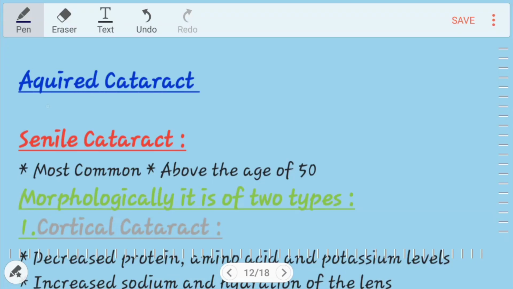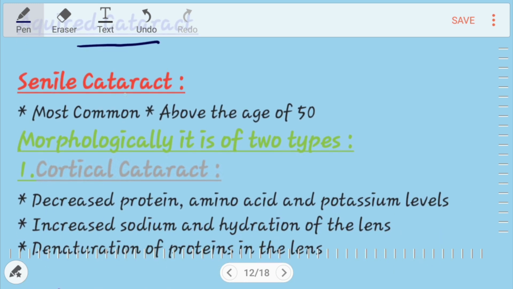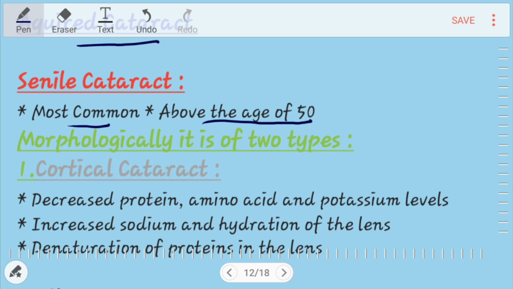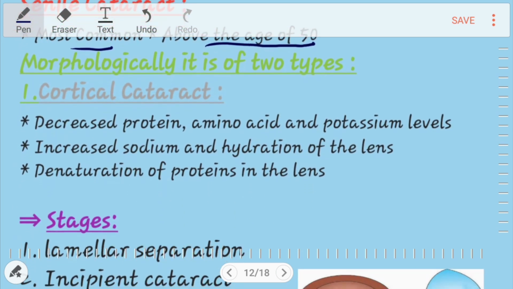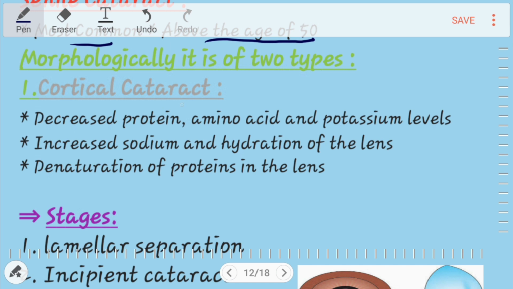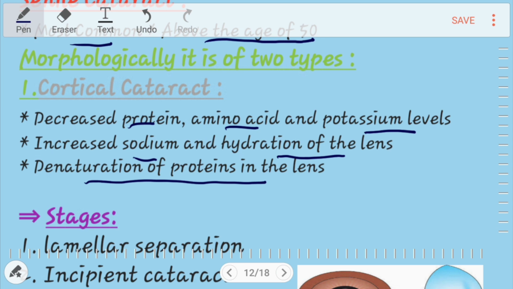The further classification is acquired cataract. It is acquired opacification of the crystalline lens, which is further divided into senile cataract, which is most common and occurs at the age of 50 or above. Morphologically, it is divided into two. Cortical cataract, etiology: decreased protein, amino acid, potassium levels, increased sodium and hydration of the lens, which leads to denaturation of protein in the lens.